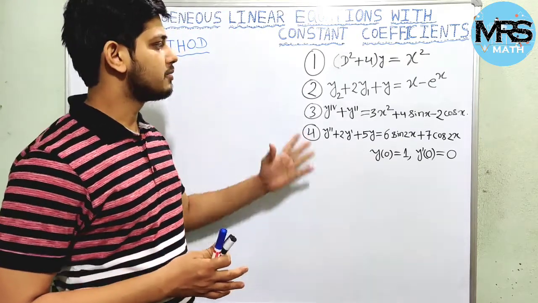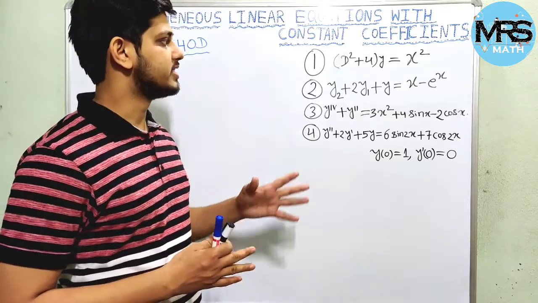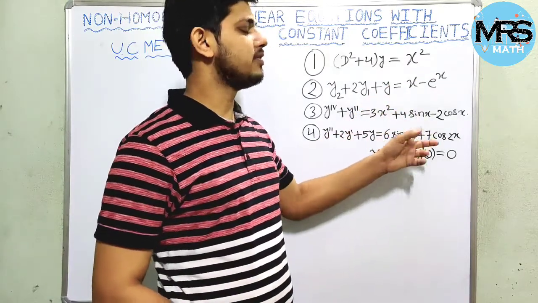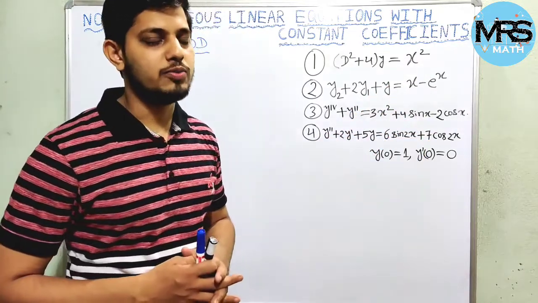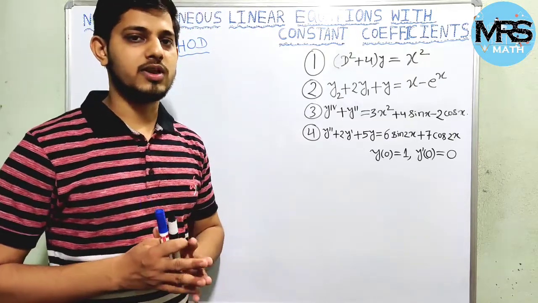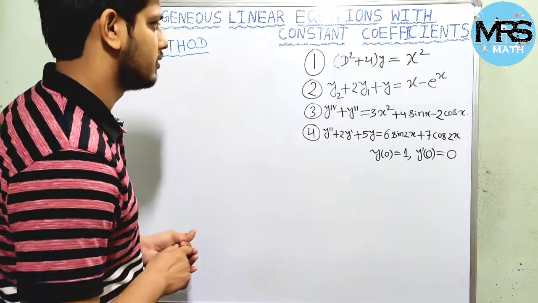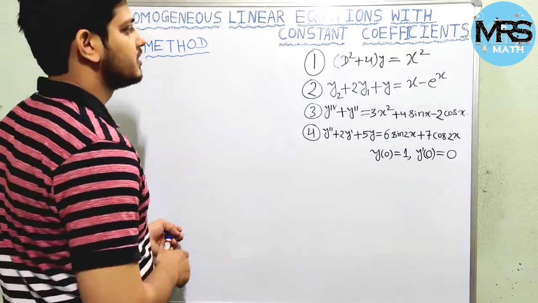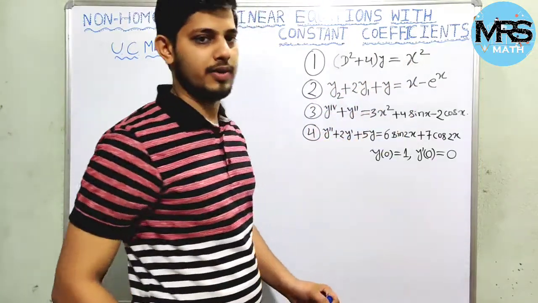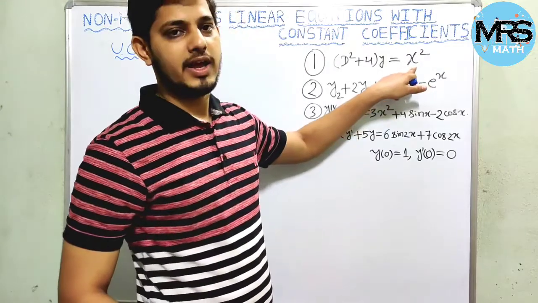Here I have collected 4 different types of examples, where we can see different types of undetermined coefficient functions. Here we want to calculate the particular integral. One by one we are going to solve it. The first problem is (d square plus 4) y equal to x square. Here the undetermined coefficient function is x square.